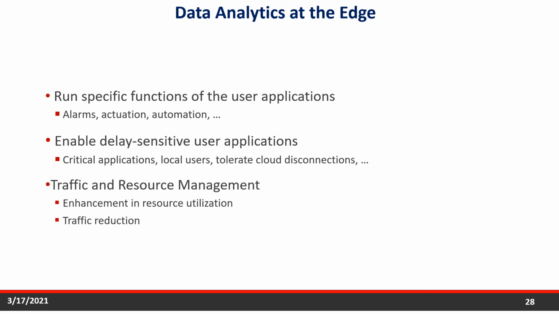On top of that, the edge is used in analyzing IoT traffic in order to manage network resources. It can be used to enhance resource utilization, and it can also be used to reduce IoT traffic, which leads to better network performance.